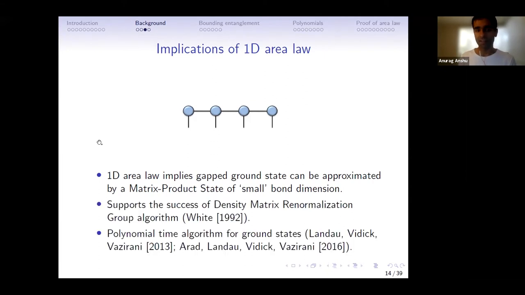And in fact, this research supports the success of what is known as the DMRG algorithm, very well known in condensed matter physics. And in fact, this line of work has really supported the success of DMRG, by giving efficient algorithms for ground states, by proving that gapped ground states in one dimension can actually be classically represented with an MPS in a very short time.